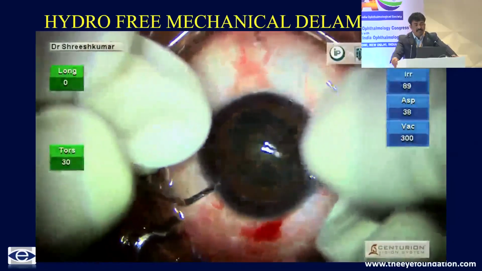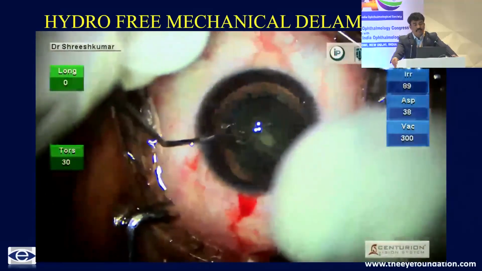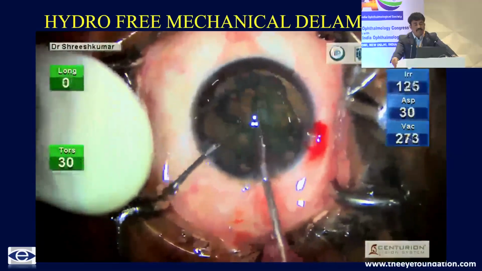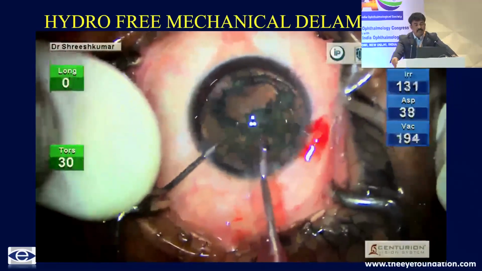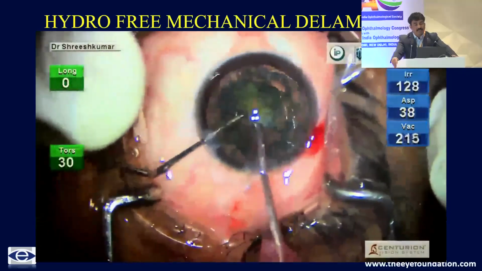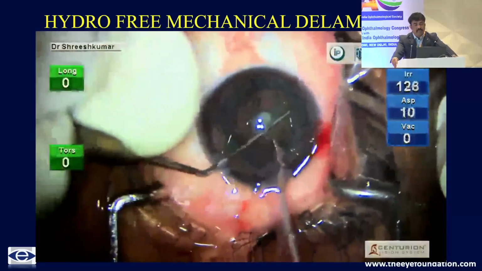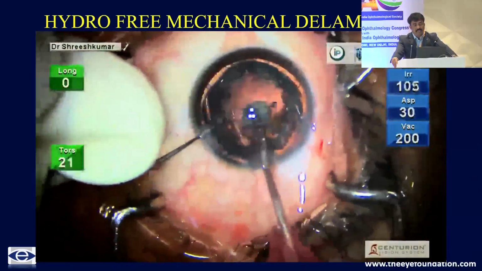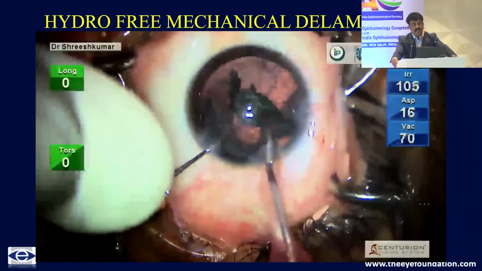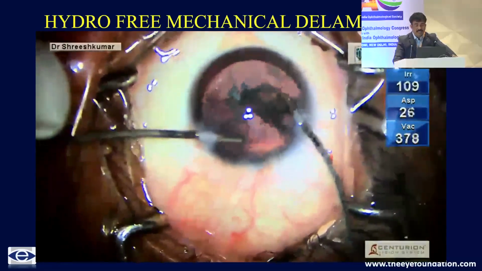A Sinskey hook is used to create a delineation between the endonucleus and the epinucleus, and the separation of the corticocapsular adhesion was also done using the same instrument. Then the endonucleus was emulsified under the cover of the epinuclear cushion, and the epinucleus was then emulsified. Throughout, the chamber was maintained, and then a 360-degree cortical cleanup was done.